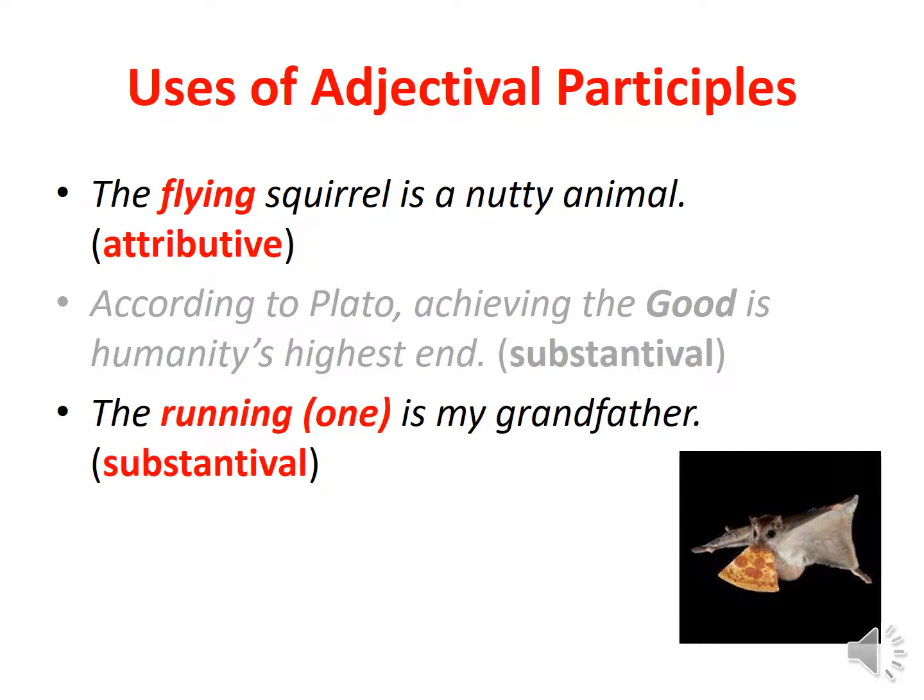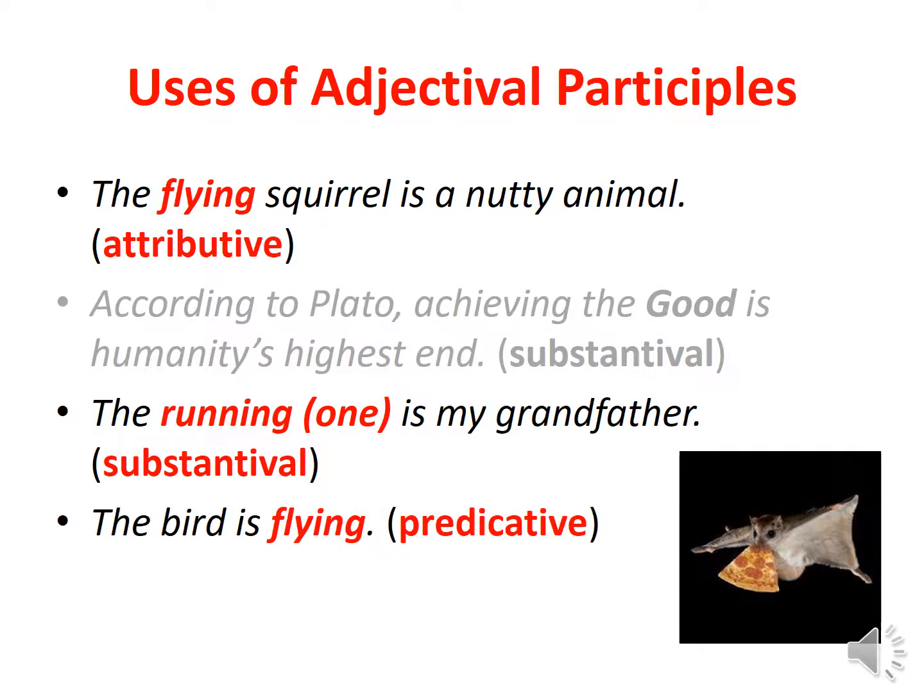Now this is hard to do in English, but Greek does this all the time. A substantival participle. So you'd have something like, the running guy is my grandfather. And just like a substantival adjective, you would have the participle alone. Here it would be articular, and because it's not modifying anything, you would know it's substantival. And then finally, a predicative participle. The bird is what? The bird is flying. So it's like a predicate adjective.